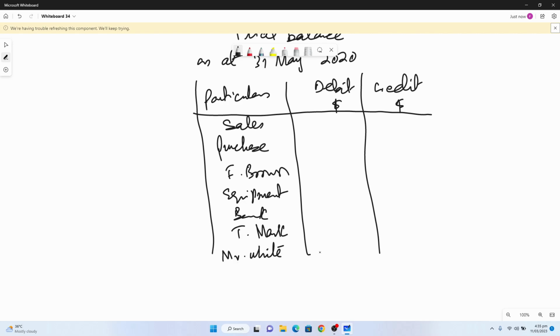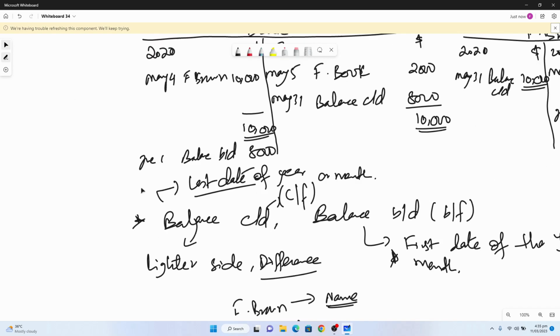Now you will see how easy it is to make a trial balance in front of you, and how difficult your teachers have told you to make it. Okay, you can see that within seconds, within seconds, the trial balance will vanish. You can see this thing.